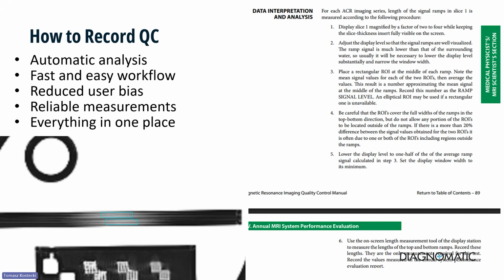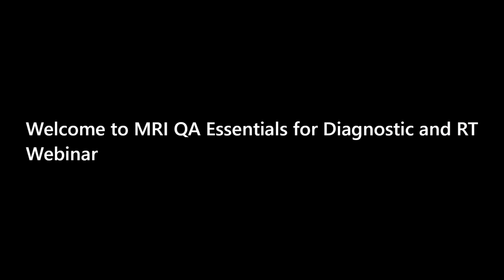And one more thing. As promised, here is the six step procedure for measuring the ramps used in the slice thickness accuracy test. When you see how much manual work is involved, it becomes clear why this is an annual test rather than a weekly quality control test.